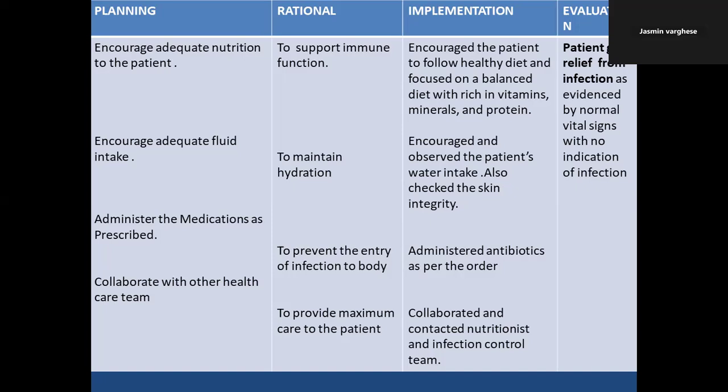And in evaluation column, what you have to write? Past tense of your goal, right? The patient will get relief from infection. So what you will write in evaluation? The patient got relief from infection, or the patient's infection reduced, or the patient got relief from infection as evidenced by normal vital signs with no indications of infection. So like this, you have to write your nursing diagnosis and care plan for risk for infection.